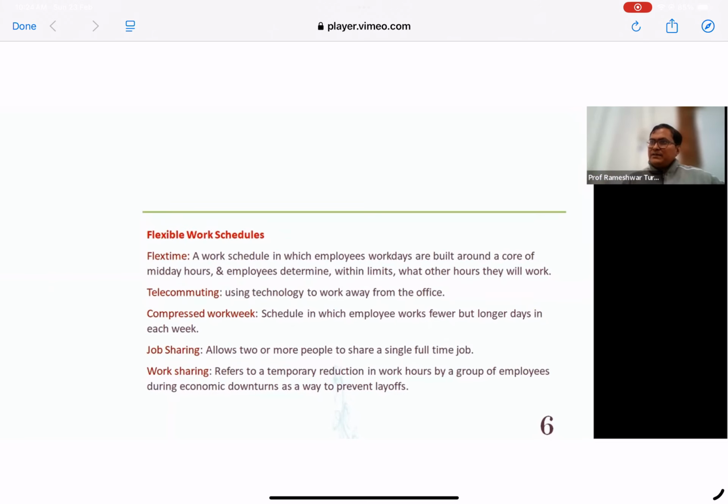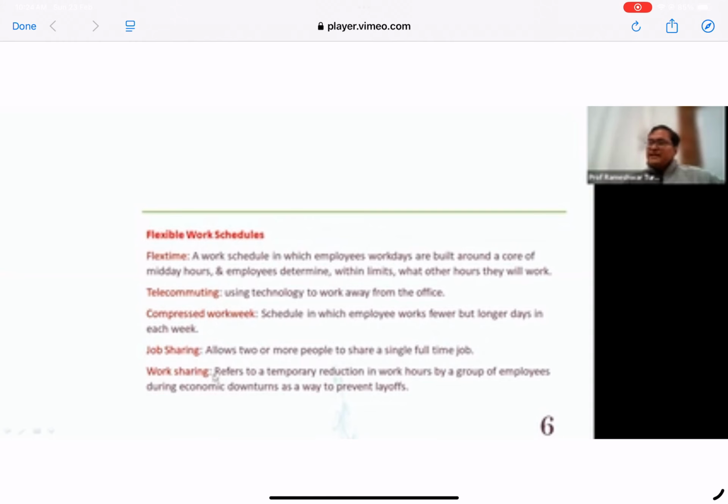Telecommuting, work from home, that all of us know after COVID what it is. Using technology to work away from the office. Then compressed work week. Instead of working 6 days or 5 days, 4 days working or something. A schedule in which employees work fewer but longer days in each week. Then job sharing. This is allowing 2 or more people to share a single full-time job. This is some arrangement at some places.